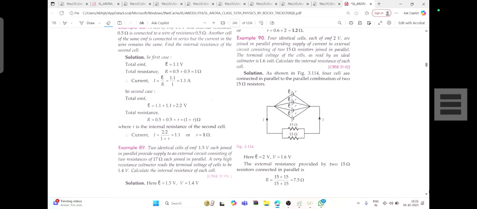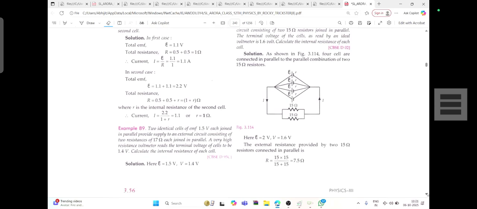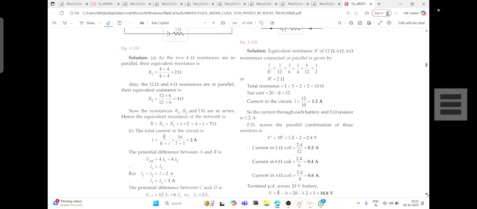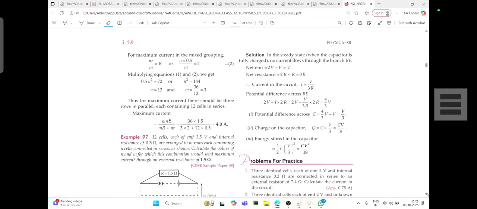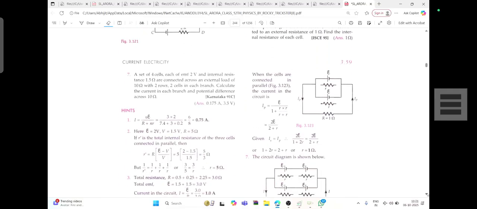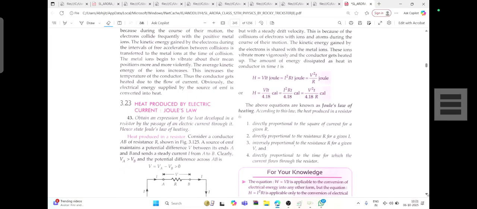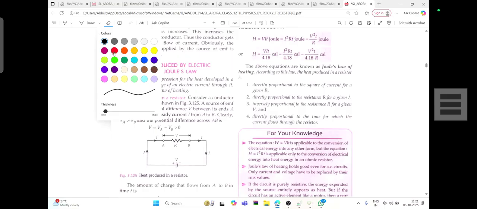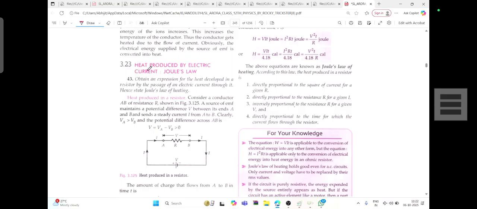So right now, that is Joule heating, the heat produced by electric current, or Joule's law. That is the next target of our journey.